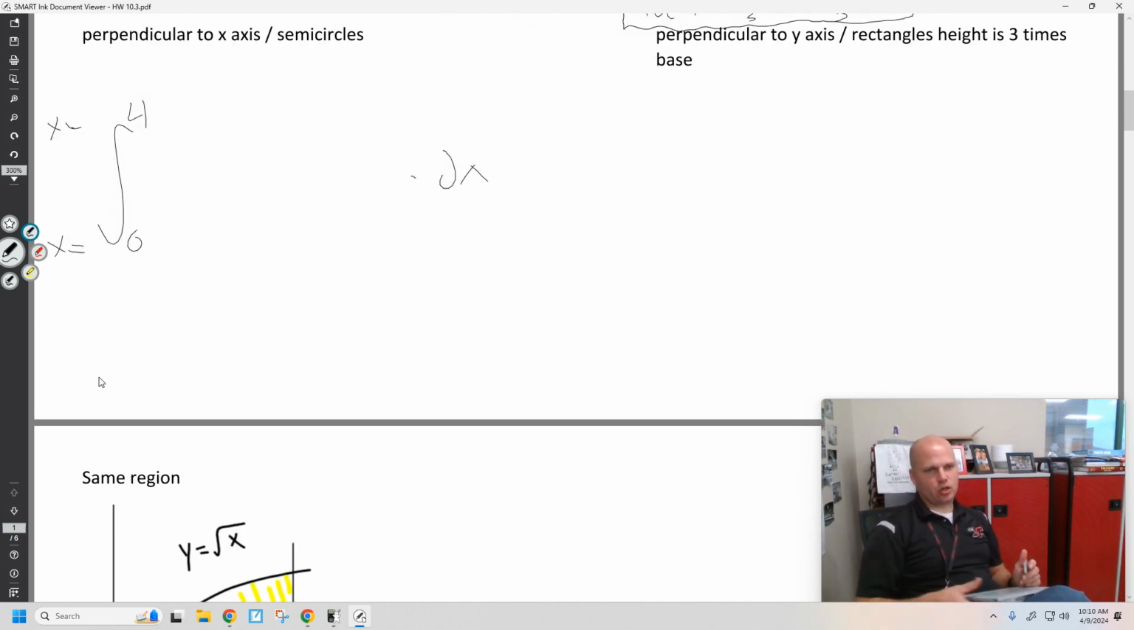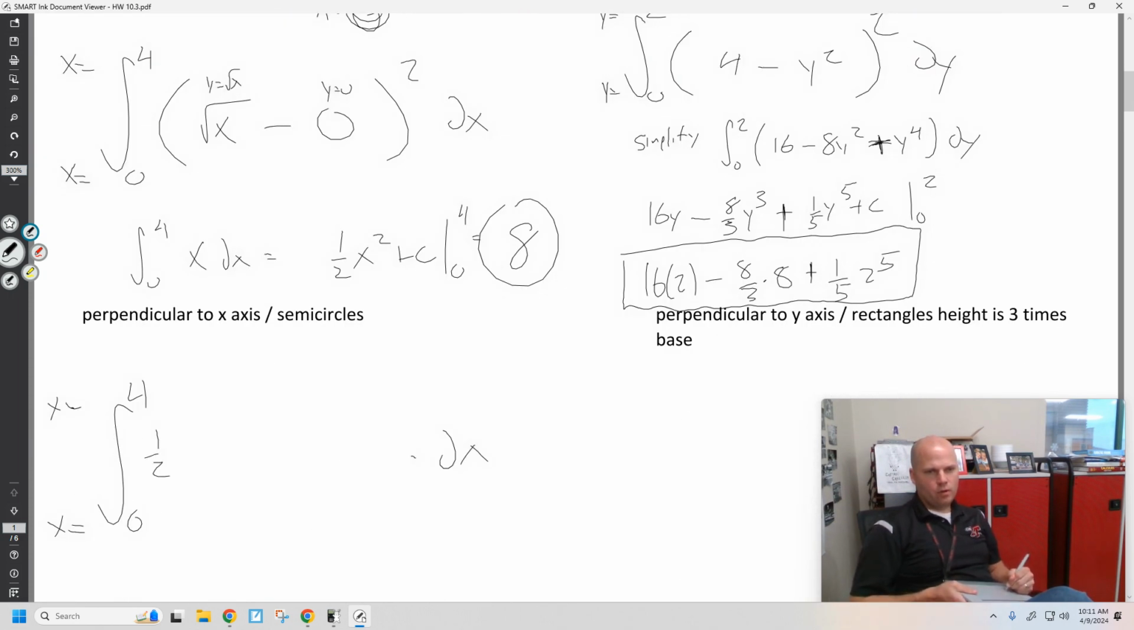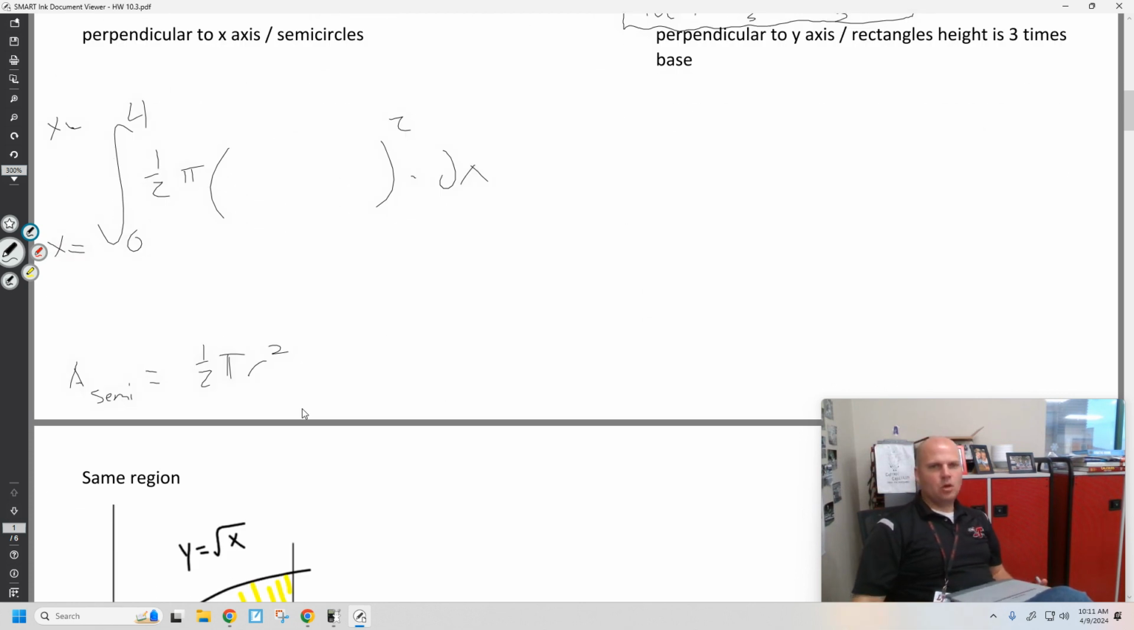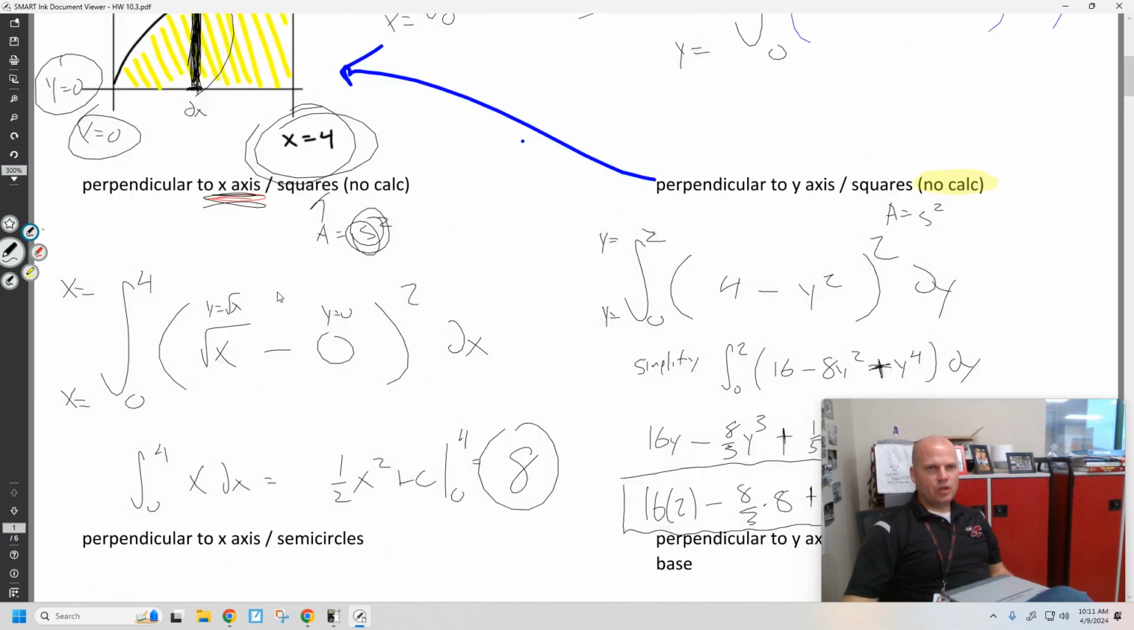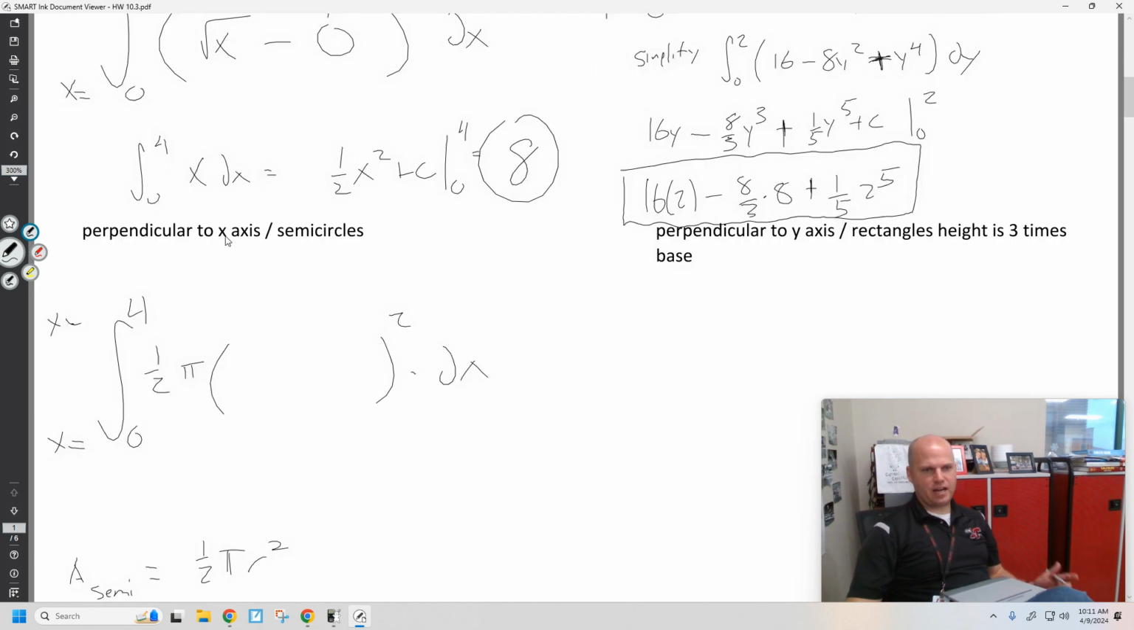Now let's talk about semicircles. The area of a semicircle is 1/2 pi times the r squared. What's the problem with 1/2 pi top minus bottom squared? Well, the problem is this is not the radius. This would be the diameter, the top minus bottom.